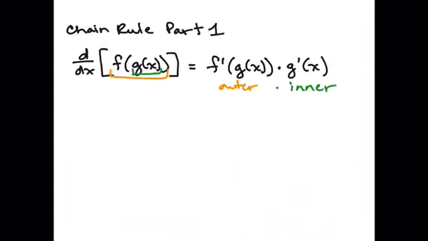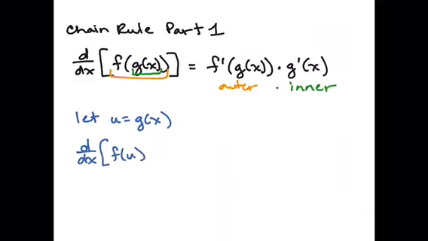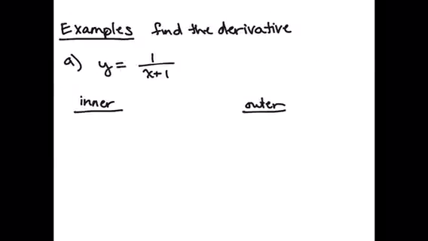Another way we can write this is to say let the inner function equal u, then the derivative of f of u is f prime of u times u prime. Let's use this on some examples.